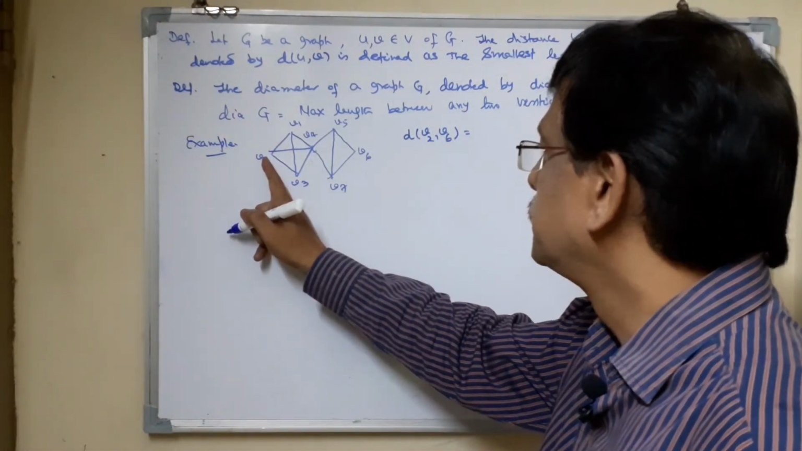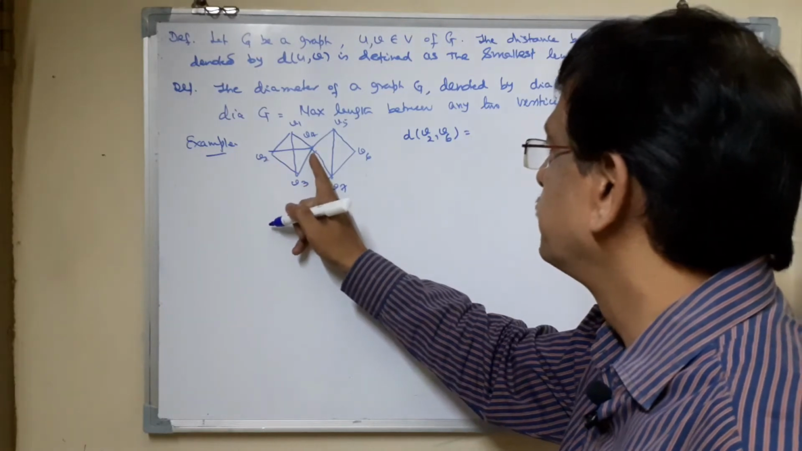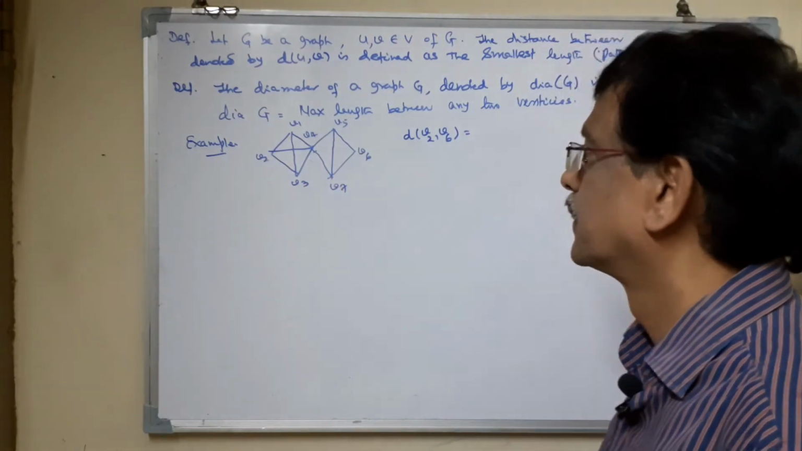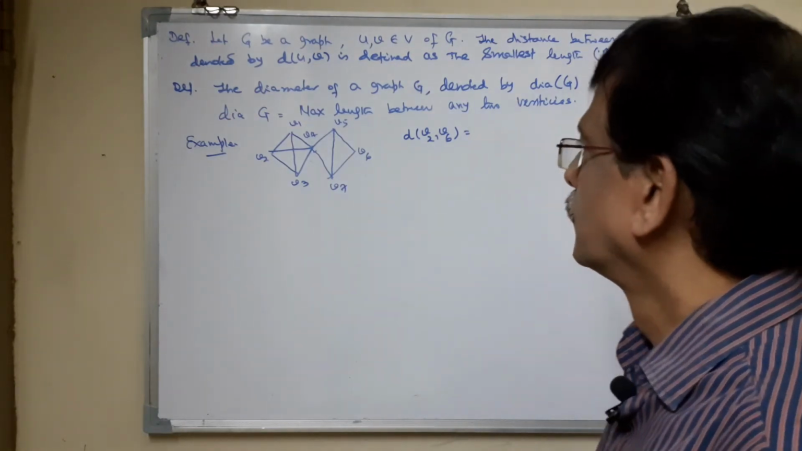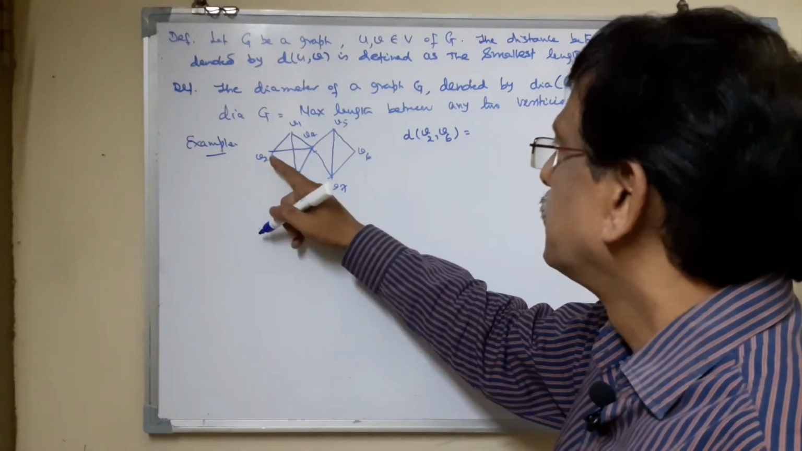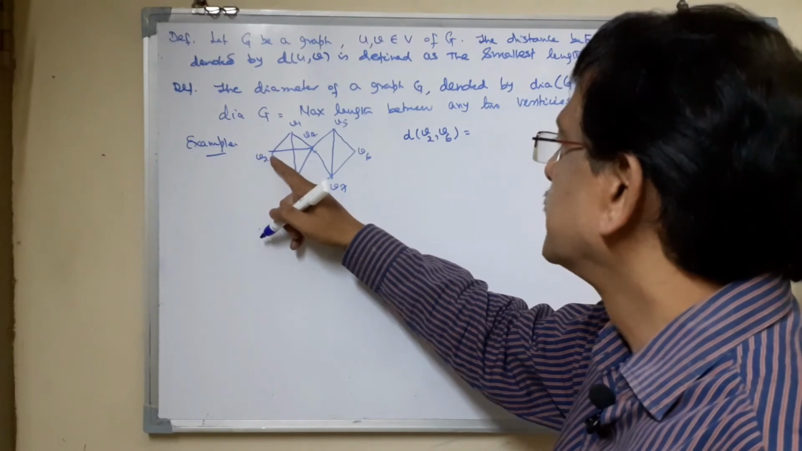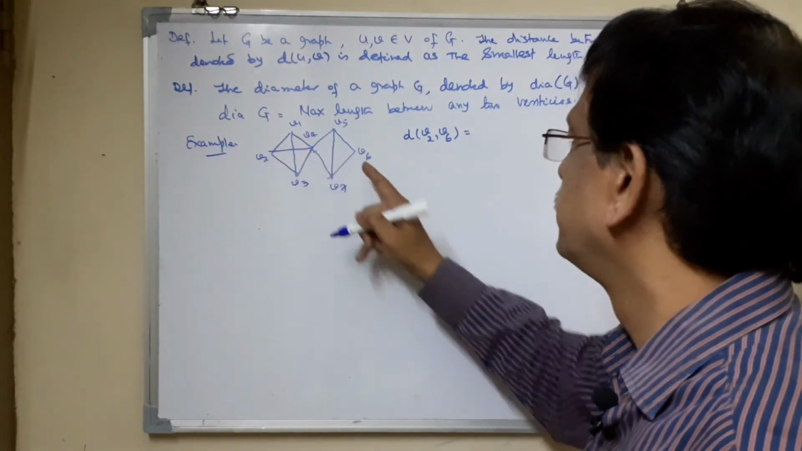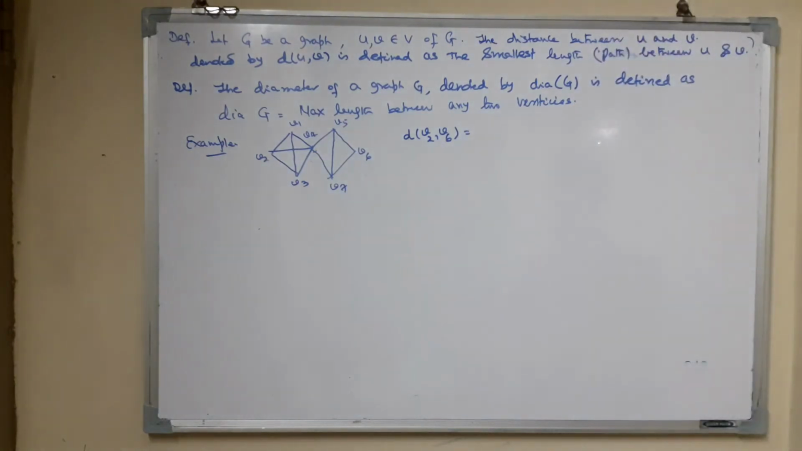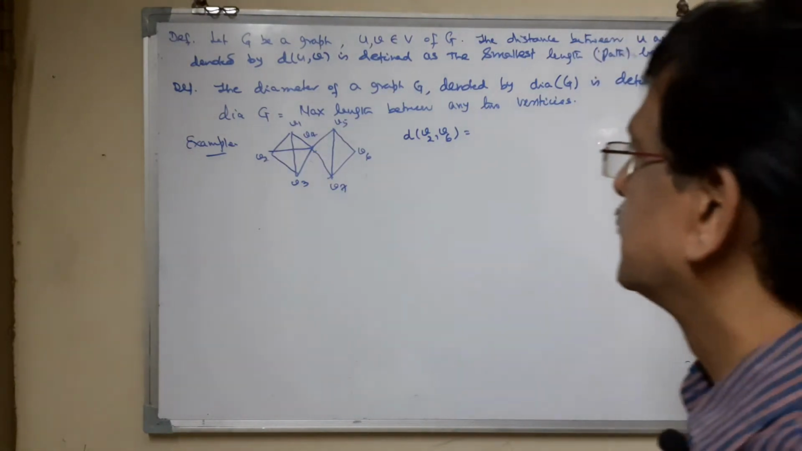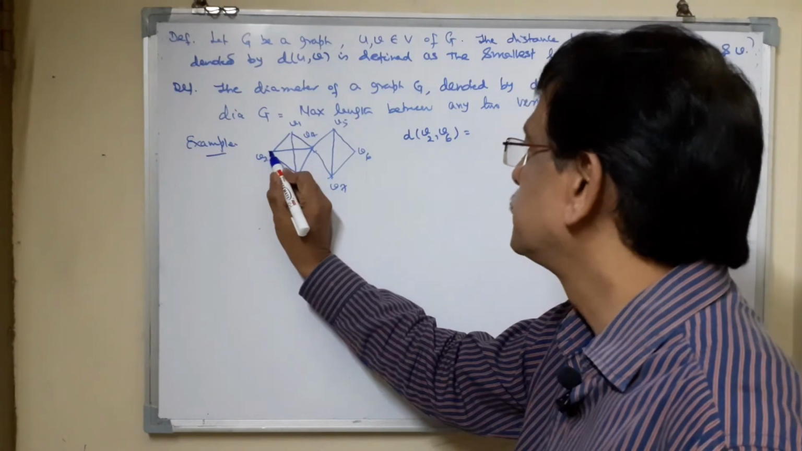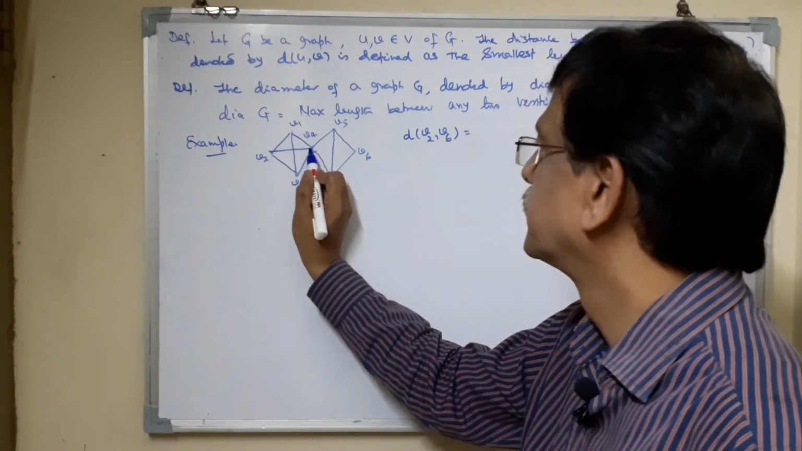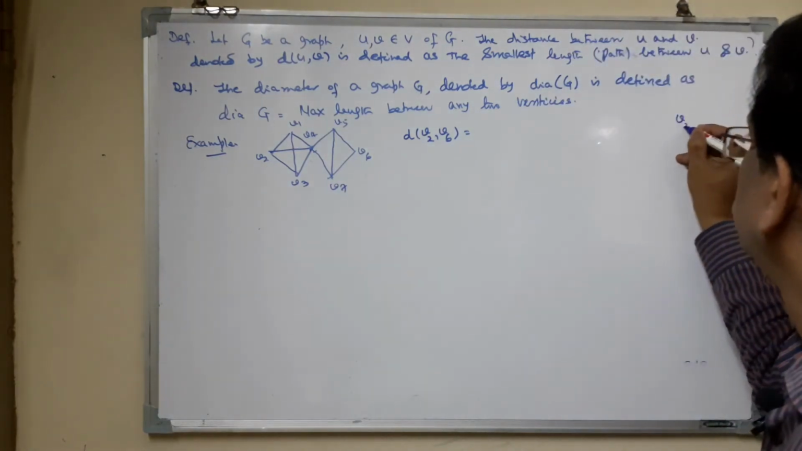See, from V2 I can reach V7, V4, V7, V6. If it is from V1, it is the same: V1, V4, V7, V6. So let us see, from V2 the shortest path for me is to reach V4 by one step. V2 to V4.